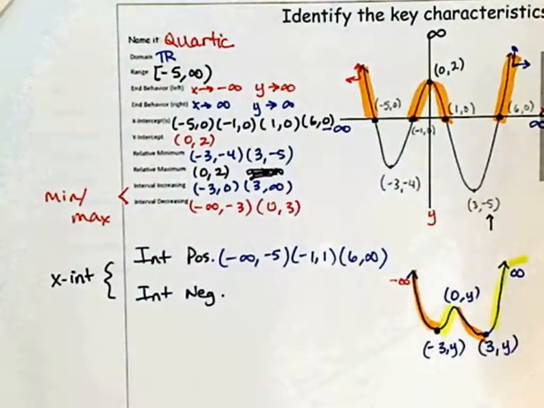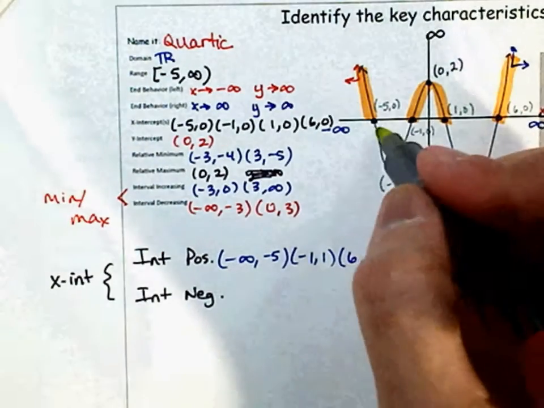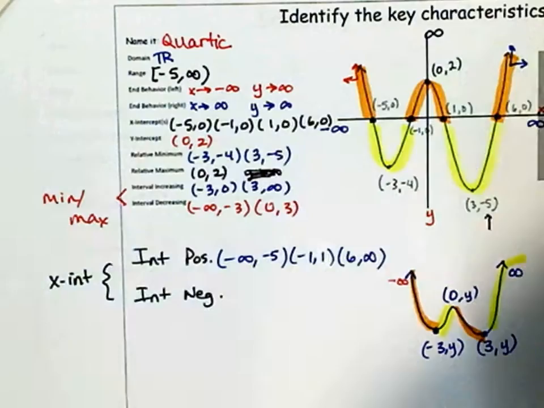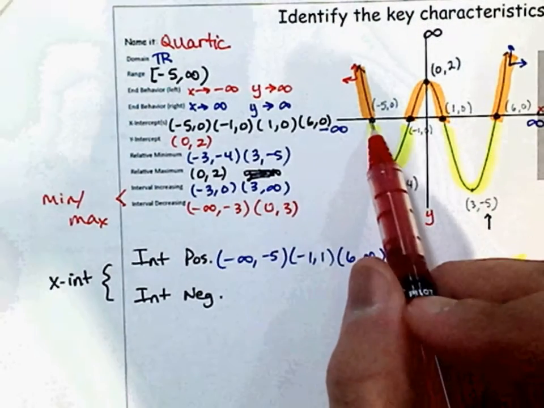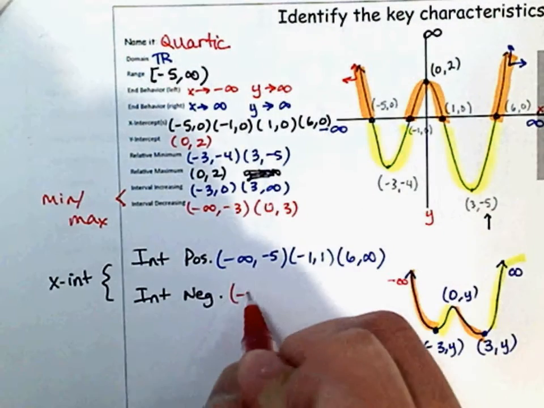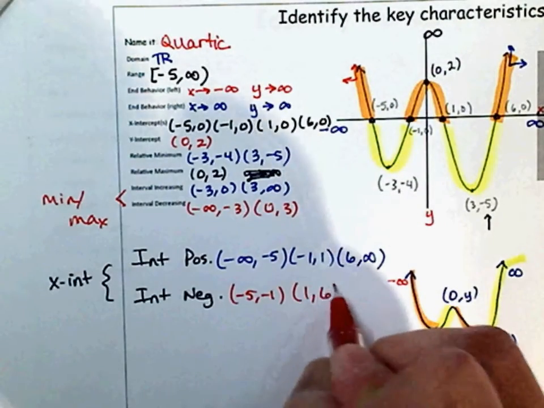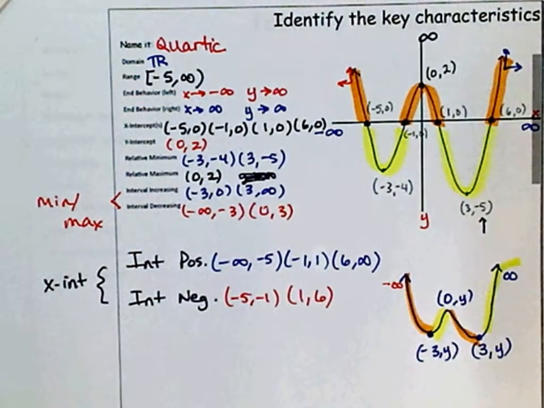For your negative interval, it's everything below. And that's the only part of the graph that is below. So it goes from negative 5 to negative 1, and from 1 to 6. And there you have your key characteristics.